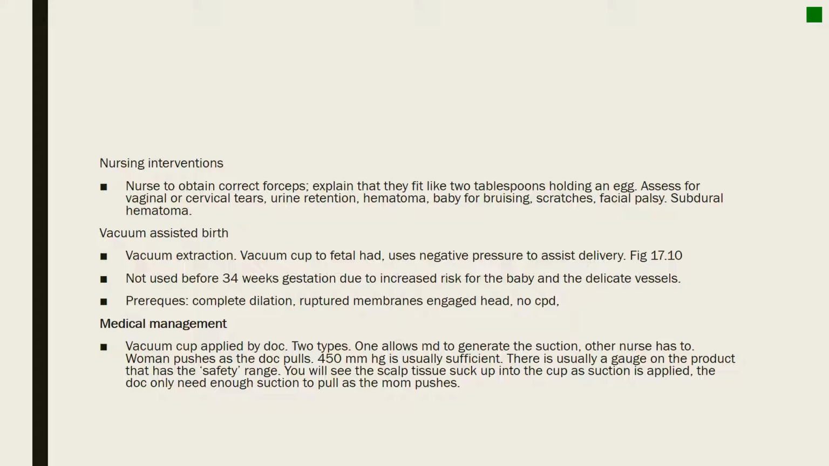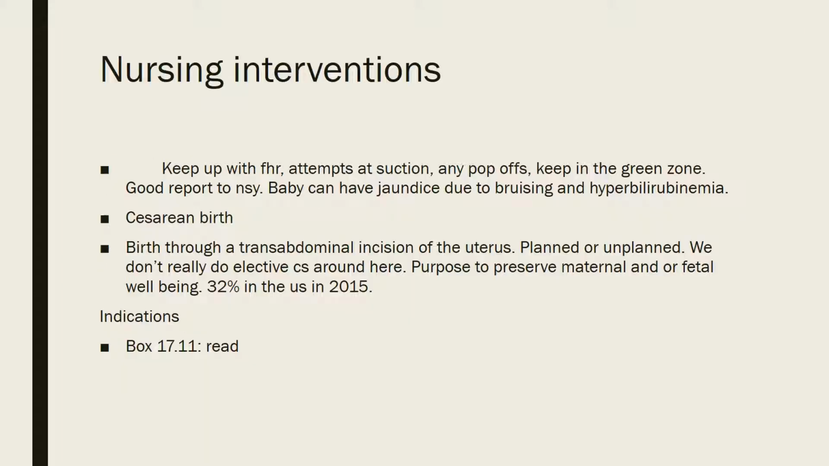Once there's a contraction or he wants to pull, then you will increase that suction to about 450. There's usually a meter that has green and red, and we want to stay in the green section as well. You're going to see a baby with more molding with this and going to have more of a cone head than usual.